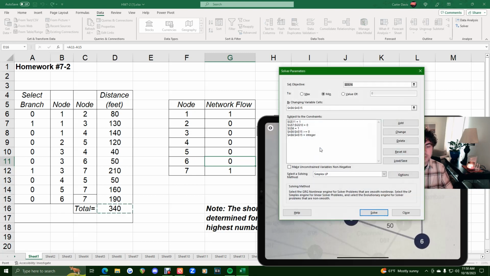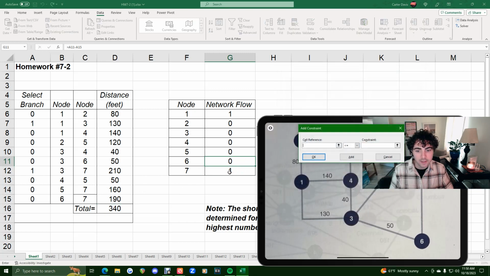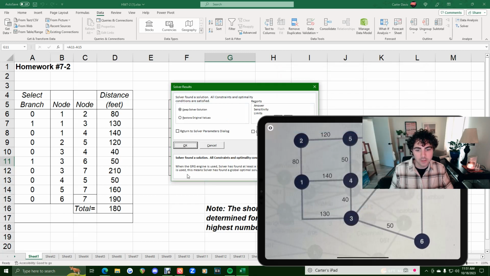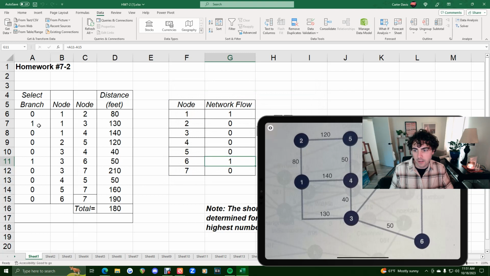What we're trying to find is the shortest distance from 1 to 6, which means we also have to make this cell for 7 equal to 0. So we're going to add that this cell must be equal to 0. As long as G11 is equal to 1, which is node 6, and G6 is equal to 1 for node 1, we're going from 1 to 6, and everything else should be the same.